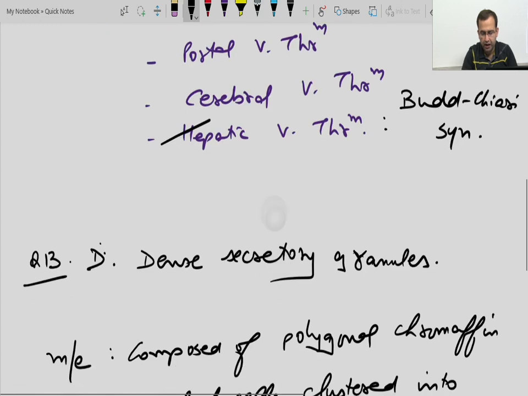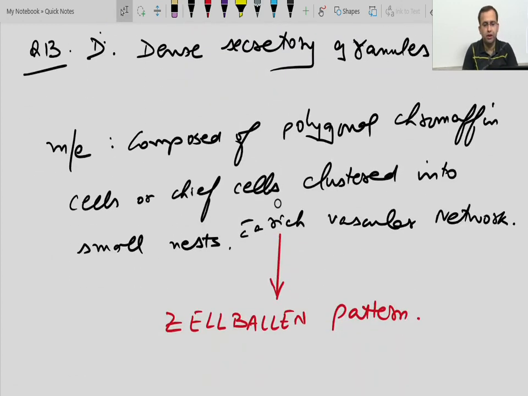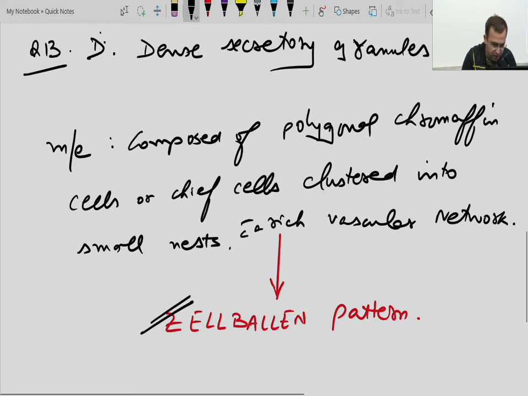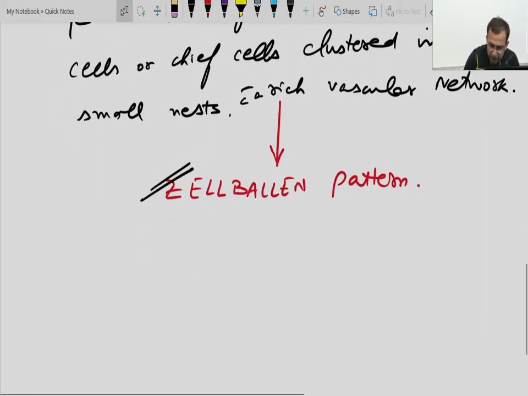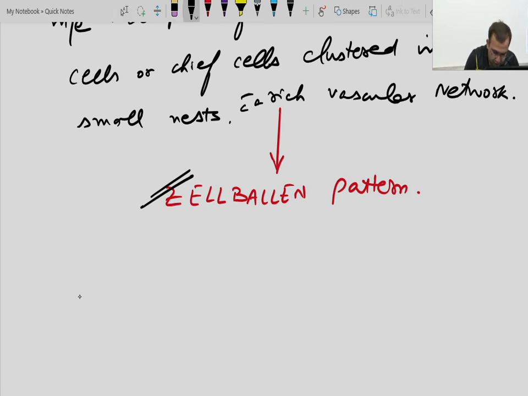This is paraganglioma, the light microscopy. It is composed of polygonal chromaffin cells or chief cells. You will have cells in clusters surrounded by a rich vascular network, and this appearance is called Zellballen appearance. Next point, chromatin. We are discussing the microscopy only. Next point, nuclei. The nuclei of paragangliomas have the classical salt and pepper chromatin.